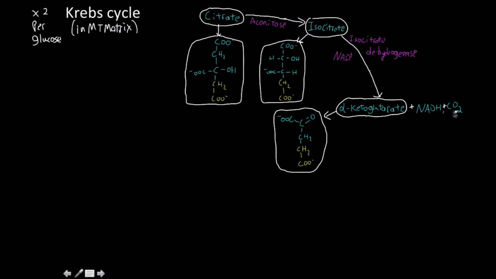We also get, as other products in this reaction that we're not really interested in terms of the cycle, but are interested in terms of metabolism, CO2 and then NADH. So remember, that's what we're doing here. The whole purpose of this cycle is to make lots and lots of NADH and FADH2. So we've already made one there.